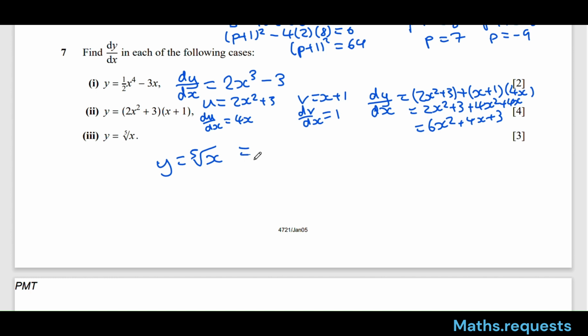Okay, so part 3 can just be written as x to the power of a fifth. So then therefore dy dx equals 1/5 x, and a fifth minus 1 is minus 4/5.